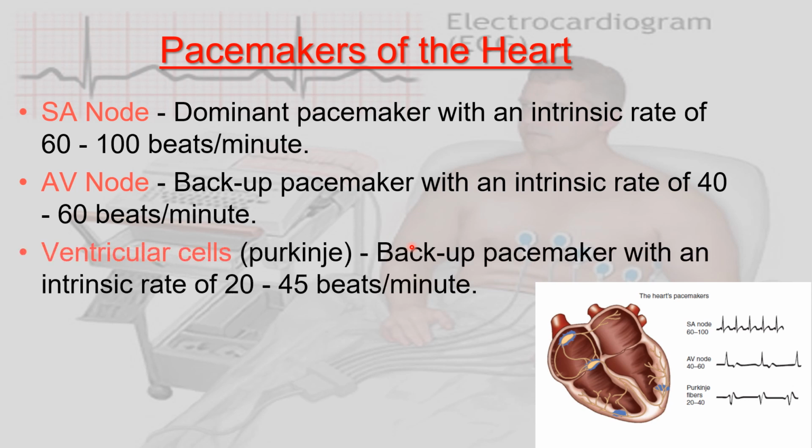Okay, what if the SA node and the AV node are both not working? Then the parts of the conduction system in the ventricle can also discharge and act as a backup pacemaker. These areas are called Purkinje fibers, which are the terminal ends of the conducting system, and they can also work as pacemakers, but they have a very slow intrinsic rate and they are very unstable. But they can save the patient for some time until some action can happen. Because if this is not working, the heart will stop.